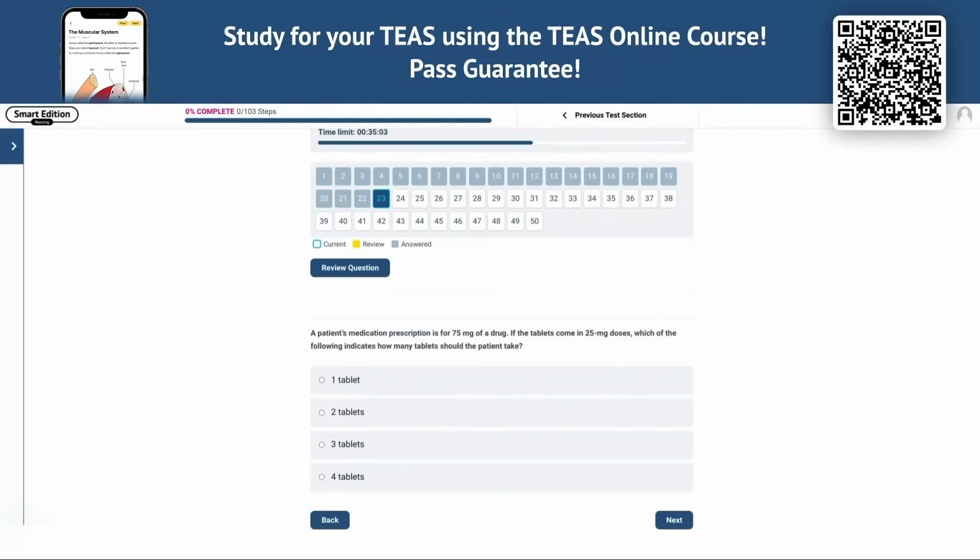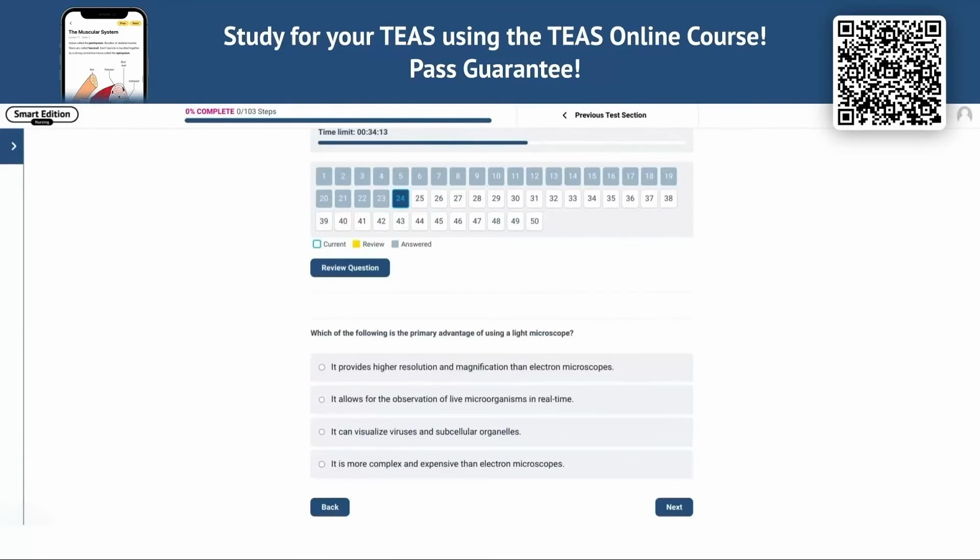A patient's medication prescription is for 75 milligrams of a drug. If the tablets come in 25 milligram doses, which of the following indicates how many tablets should the patient take? 1, 2, 3, or 4? Well, the answer here is 3 tablets, because 3 times 25 would equal 75 milligrams.